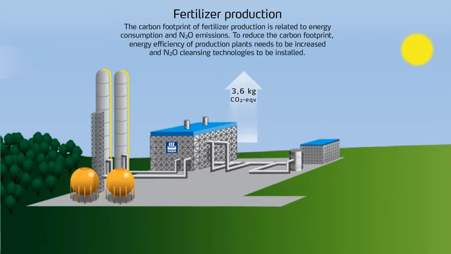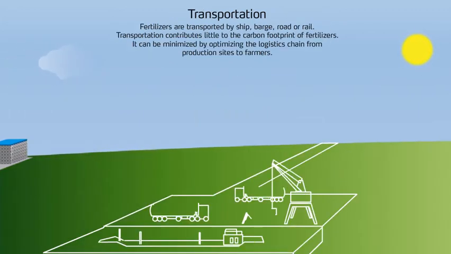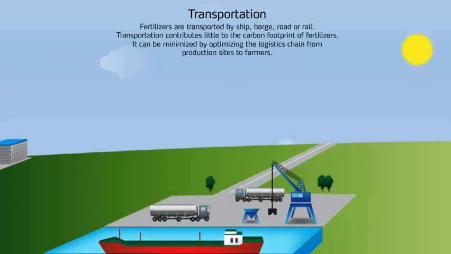be installed. Fertilizers are transported by ship, barge, road, or rail. Transportation contributes little to the carbon footprint of fertilizers. It can be minimized by optimizing the logistics chain from production sites to farmers.